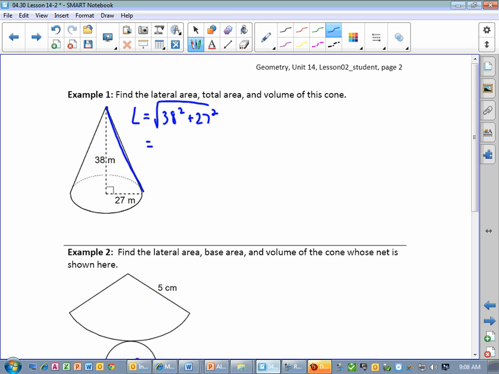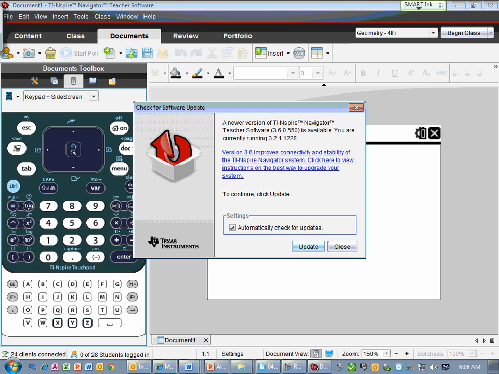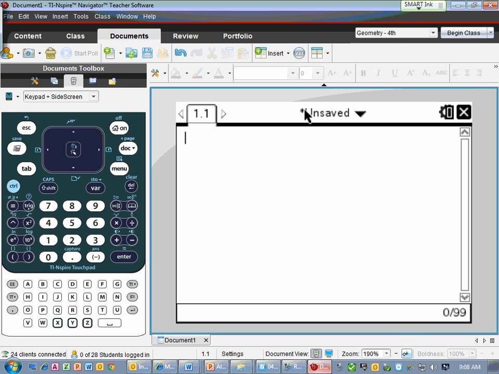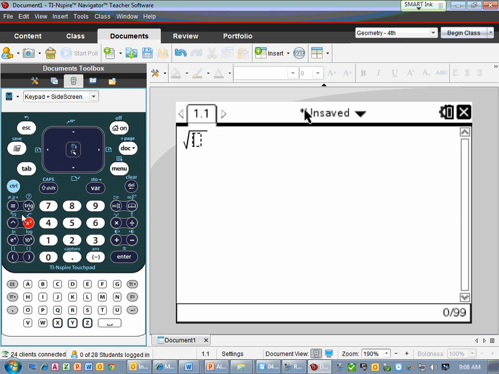Okay. And so the square root of 38 squared plus 27 squared gives us 46.615. Now I'm going to show you a handy shortcut on the calculator, in the sense that you don't have to retype all these numbers a million times. As you're working the problem, you should be doing each part separately and writing it on your paper, but also doing the calculations in your calculator.